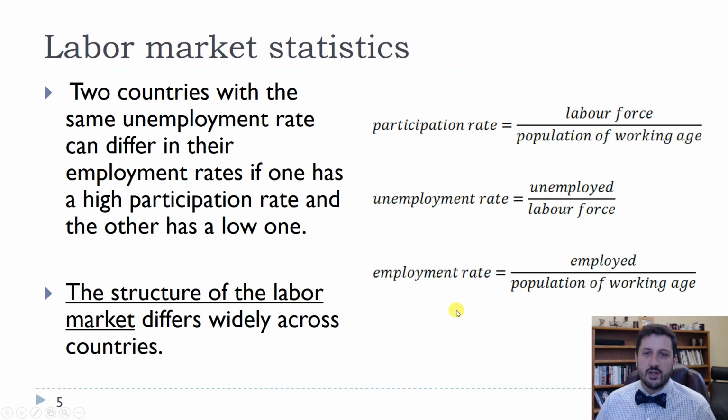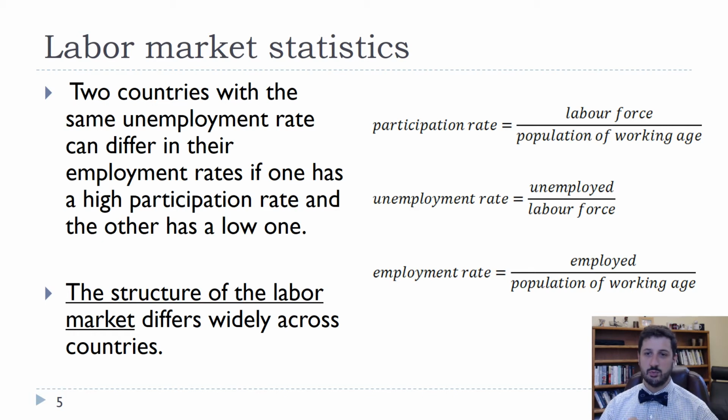So we're going to look at a number of labor market statistics. So we can see that there are a number of differences in how countries' labor forces are divided up. We can look at the participation rate, which is everybody who wants to work, the labor force, divided by everybody who could work, which is the population of working age.